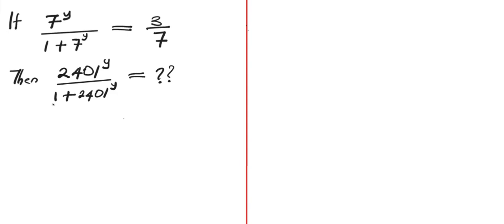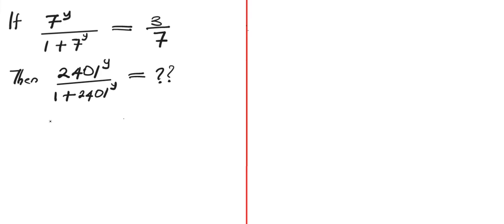In this video, we have this interesting Olympiad mathematics question. If 7 power y divided by 1 plus 7 power y equals 3 over 7, then we are asked to find the value of 2401 power y divided by 1 plus 2401 power y. So without wasting much time, let's get started.